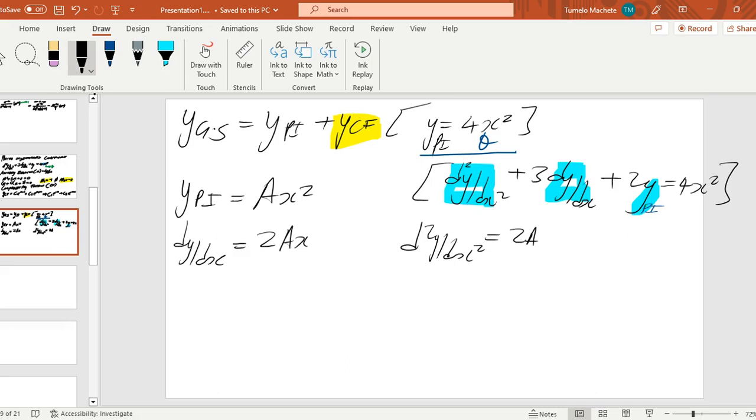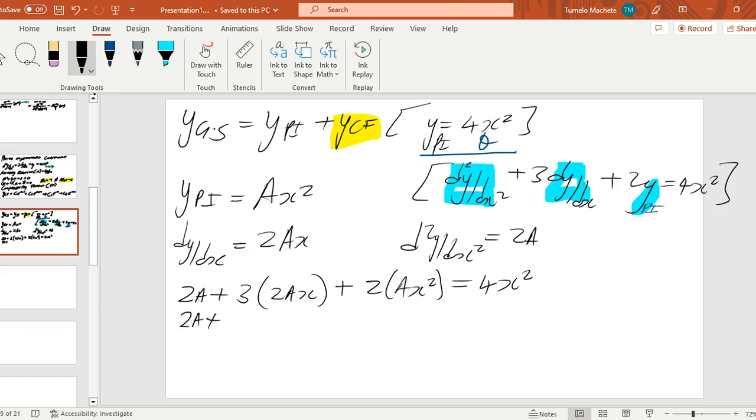So where there is d squared y over dx squared, you're going to have 2a, plus 3 into dy over dx, which is 2ax, then plus 2 into, remember I said it's your YPI, that y there, you just say open bracket ax squared, which will be equal to 4x squared. So let's expand this further: 2a plus 6ax plus 2ax squared equals 4x squared.